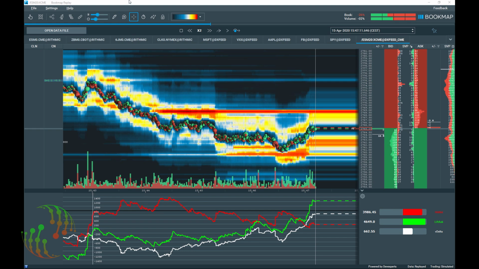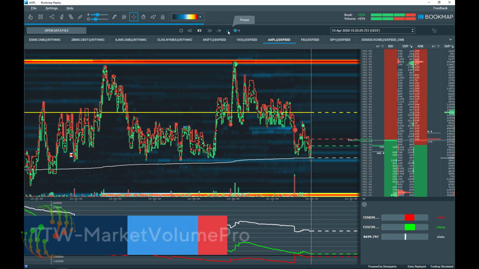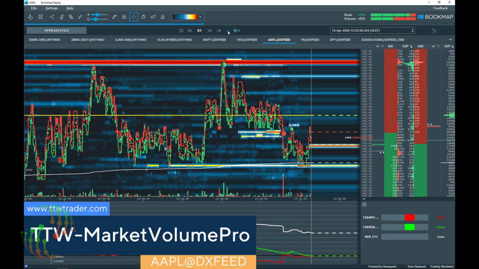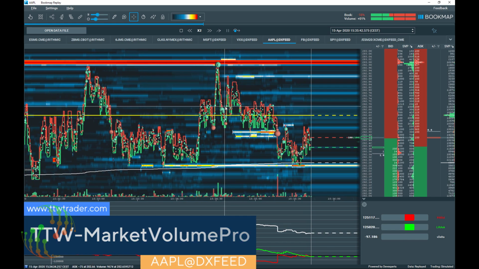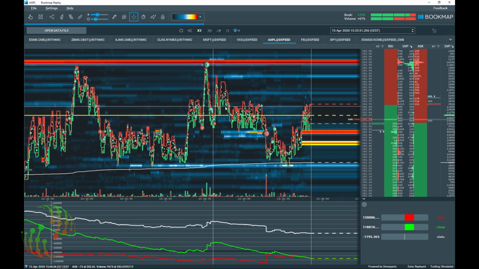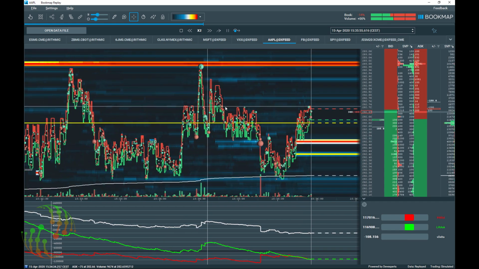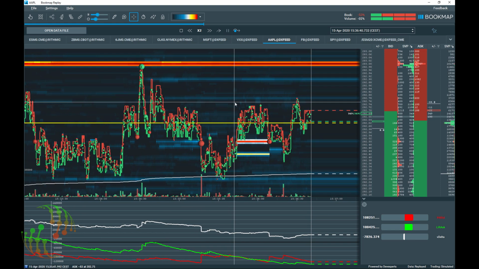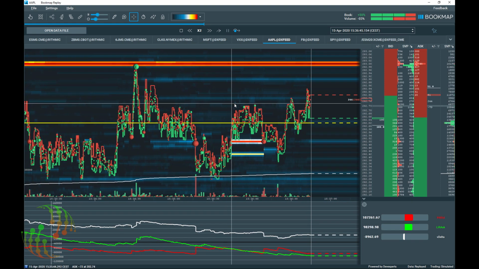Now let's have a look at shares. Apple with dxFeed. It's currently trading around 282, and it's around the same time we had a look at the ES future. That means 9:36 a.m. Eastern Time. As you can see, we have a very similar process or progress with the Apple share.